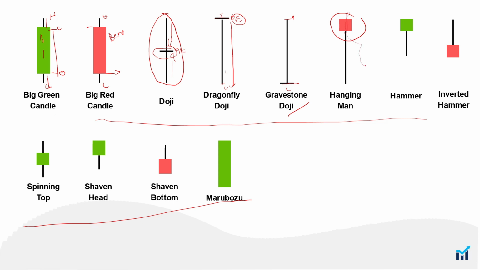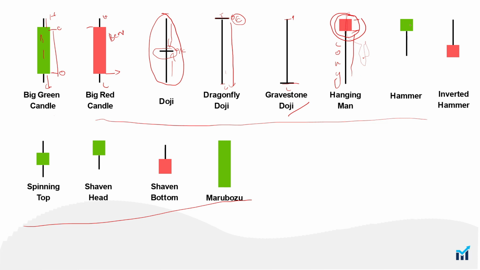So what is a hanging man? It has a small body and a very long tail. That means the market opened here, it tried to go as low as possible, then it recovered back, but it did not close at the same price where it opened, but below the open price. So we call this a hanging man.